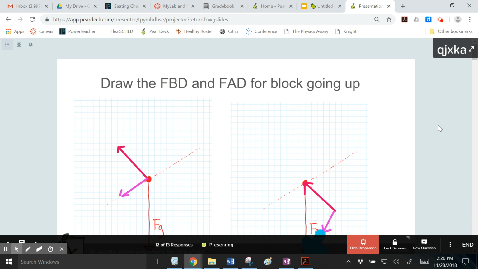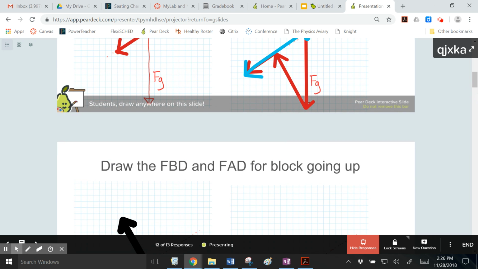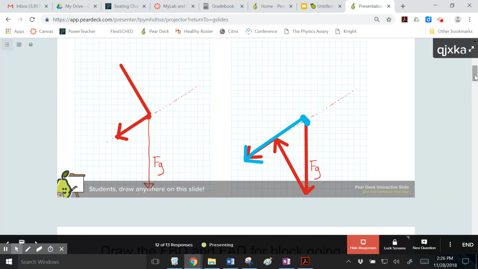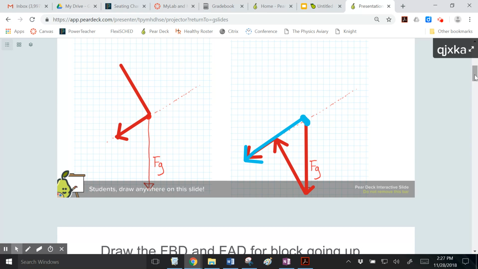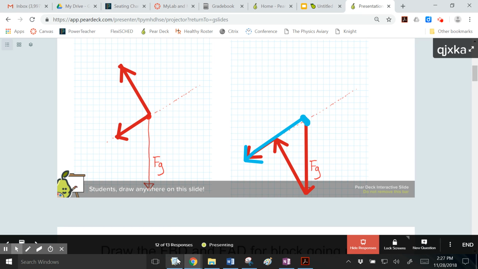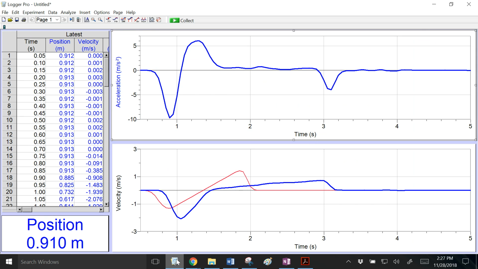Ah, just scroll. There we go. Even though that arrow doesn't look like a line, if friction's pointing down the ramp, look at what happens. If you had no friction, your FU would just go from my thumb to my finger. But because you have this friction, it's going to make that FU bigger. This is when the block is going up the ramp. This is why we see a bigger acceleration here.